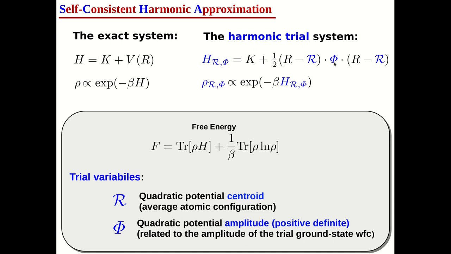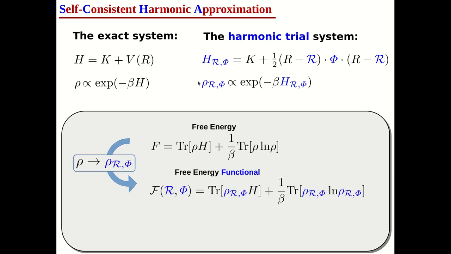And in particular, it's important to stress that this phi is a positive definite matrix. So this is a crucial point of the self-consistent harmonic approximation method. And by considering this harmonic trial Hamiltonian, we have the corresponding trial density matrix here, given by this formula.